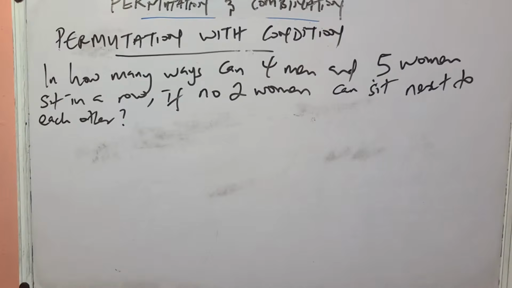Okay, all right. I think she has identified herself. So what's the answer to this? In how many ways can 4 men, what about Tunji? Is Tunji right here? In how many ways can 4 men and 5 women sit in a row if no 2 women can sit next to each other? What's my answer, guys?